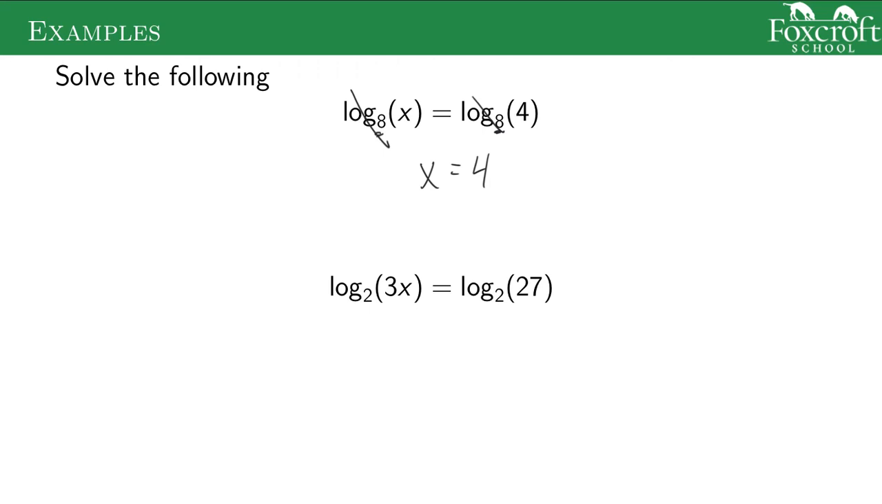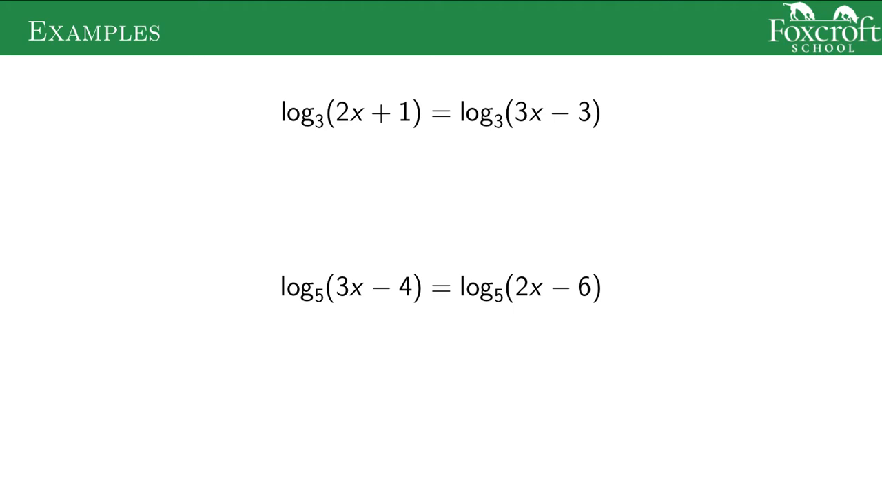This next one, they're base 2, and they're equal, so we cross them out. Get 3x equals 27. Divide both sides by 3, and x equals 9. So the really basic form, you just have these two logarithms that are equal to each other. If they're the same base, you kind of just ignore them and set the insides equal.